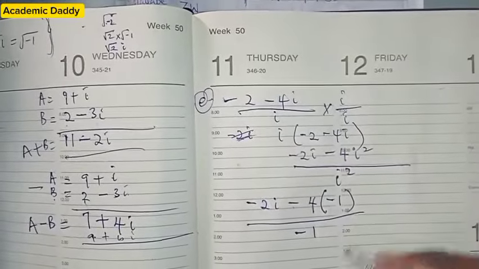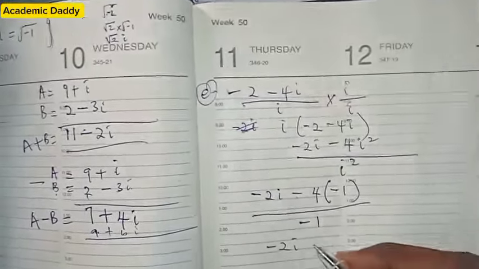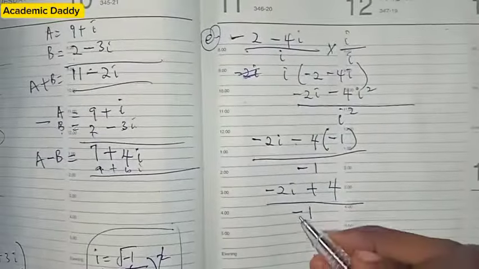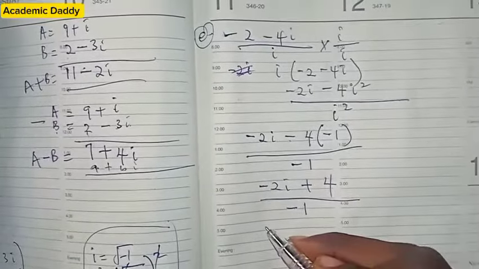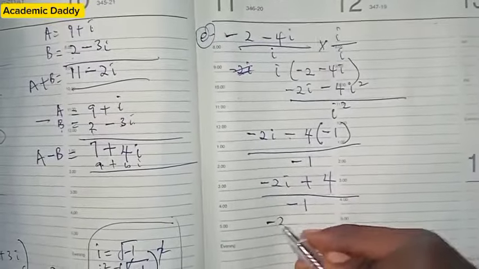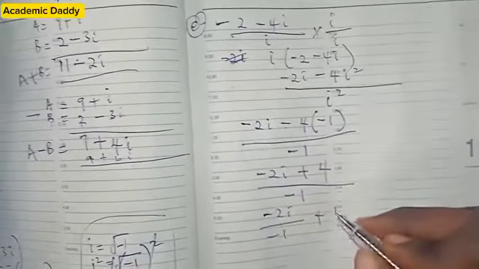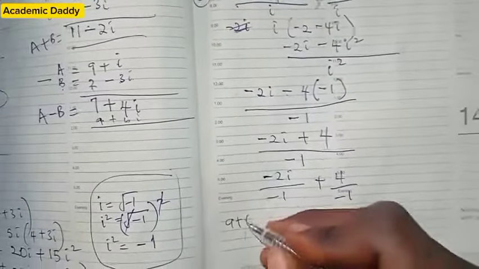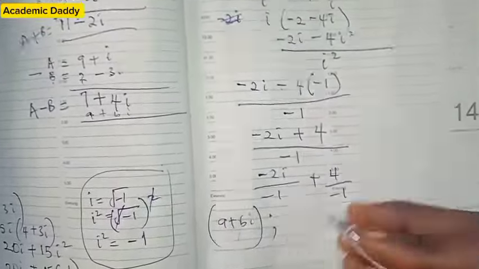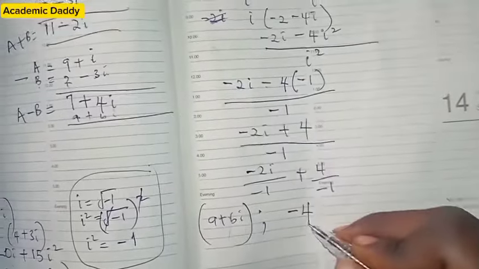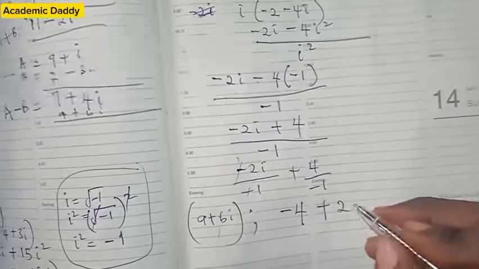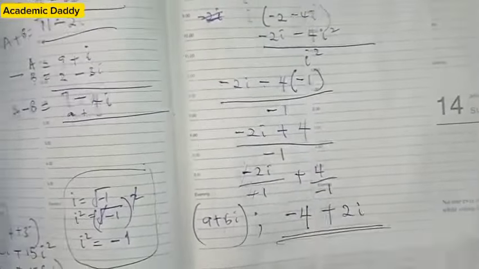So minus times minus becomes plus, so this becomes minus 2i plus 4 all over minus 1. And this is going to be the same thing as saying minus 2i over minus 1 plus 4 over minus 1. So putting it in the form a plus bi, this is going to be the same thing as saying minus 4, then plus 2i, because the minus signs cancel. This becomes my final answer.